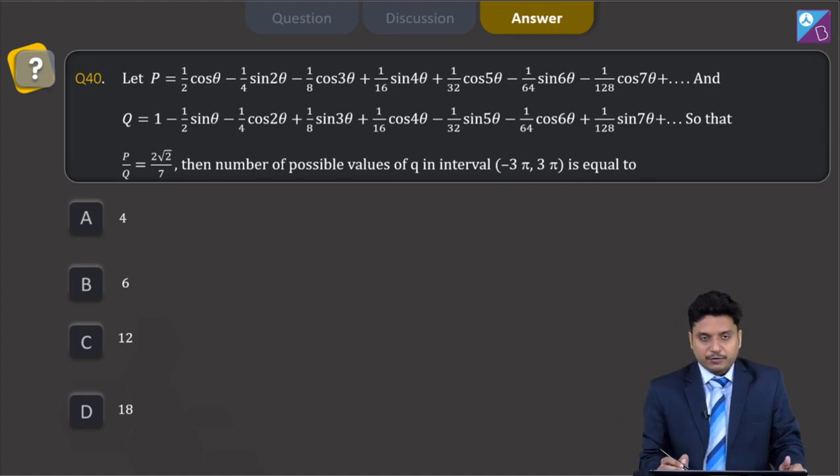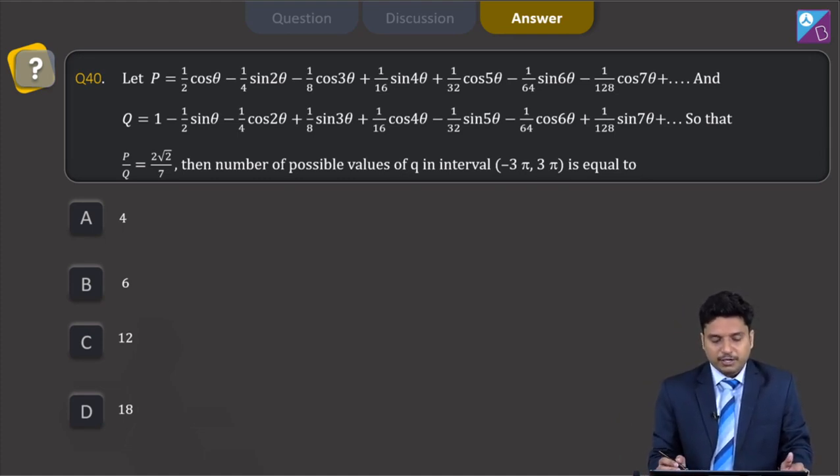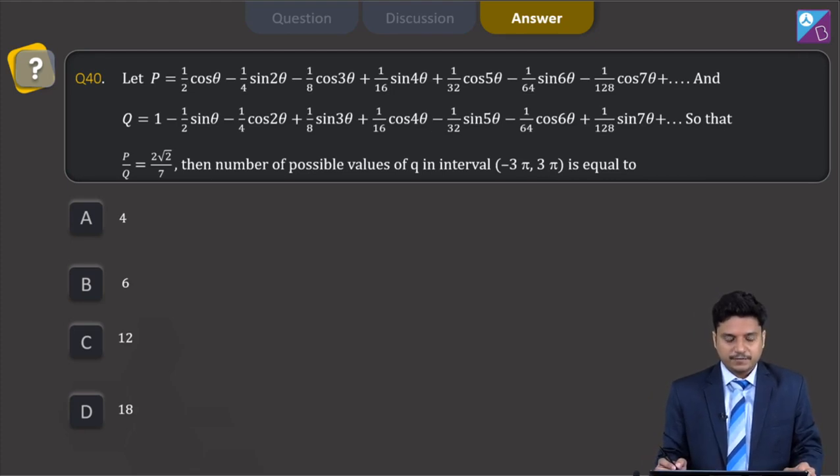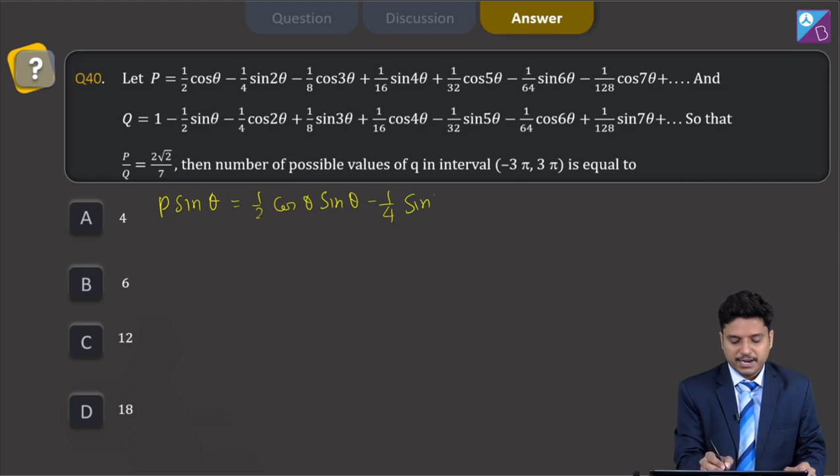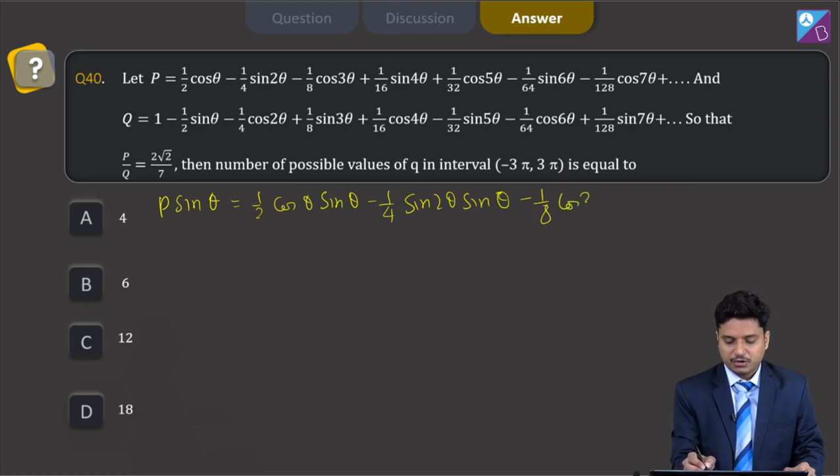Next, moving on to question number 40, from the trigonometry section. P and Q are given and P by Q is equal to 2 root 2 by 7, and we have to find the number of possible values of theta in the interval minus 3 pi to 3 pi. So P and Q are given. If you try to find P sin theta, this P sin theta is equal to half cos theta sin theta minus 1 by 4 sin 2 theta into sin theta minus 1 by 8 cos 3 theta into sin theta, and so on.